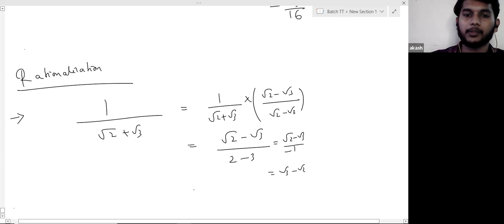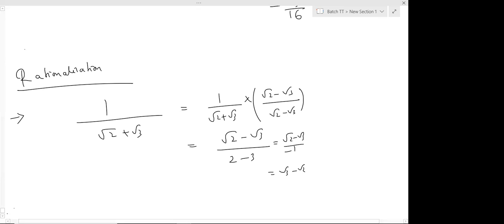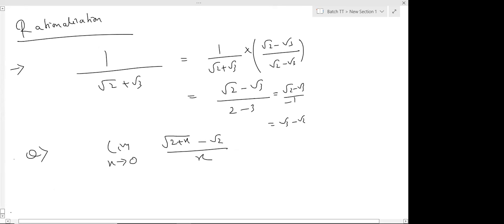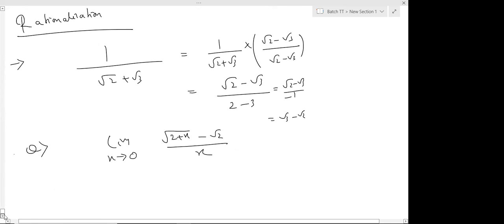Let me give you a simple question. See if you can solve this. Limit x tending to 0, root of 2 plus x minus root 2 upon x. All right. So you get the idea what to multiply and what to divide, right? Yes. All right. Try to solve this.